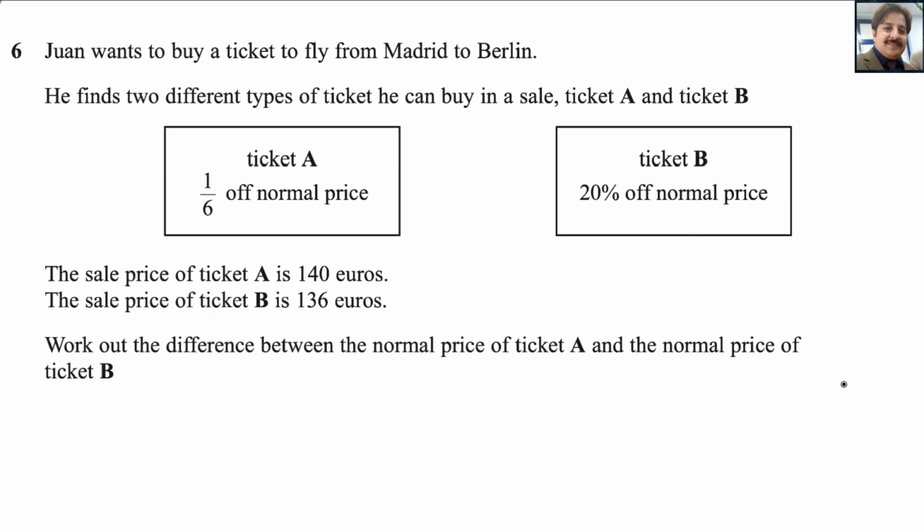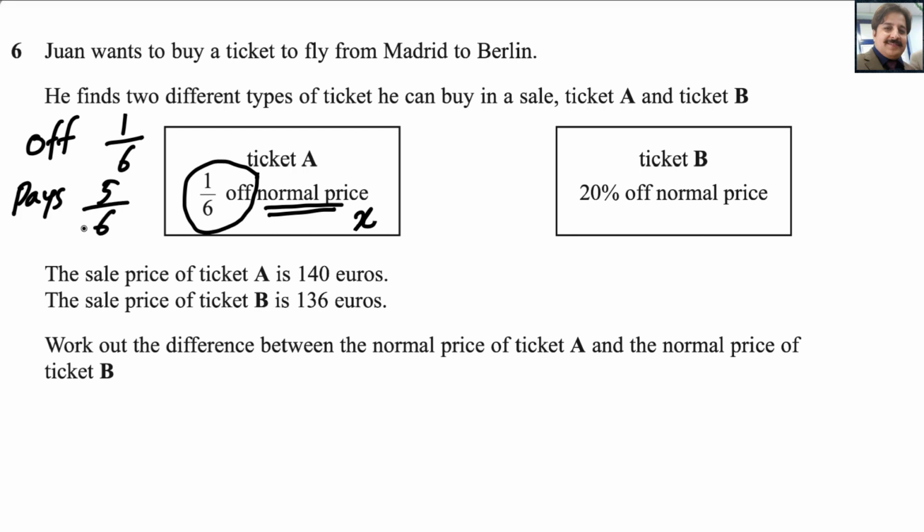Question number 6. John wants to buy a ticket to fly from Madrid to Berlin. He finds two different types of ticket he can buy in a sale, ticket A and ticket B. This is 1/6 off the normal price. If the normal price of ticket A is X, so 1/6 off means he pays 5/6 of X, and he pays 5/6. This is very important.